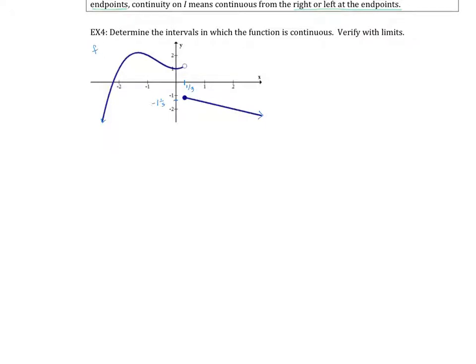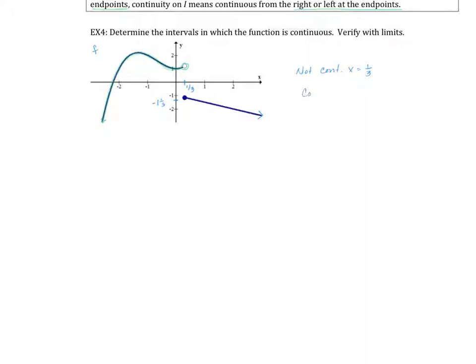So I can clearly see when I look at this that I have a continuous function because there's no breaks, no holes in that one piece of the graph. The only problem I'm going to have is right at the end here, right? So I could see that it's not continuous when x is equal to positive 1/3.